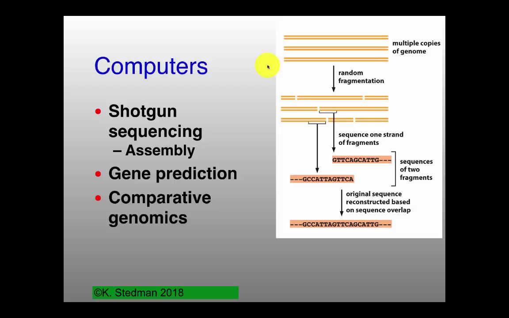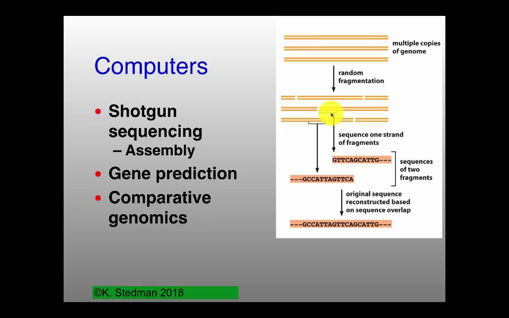So the way that this happens is you get lots and lots of DNAs, and all these DNAs are made in a random fashion. And then you sequence all of these, you get 400 base approximately pieces of each of these pieces of DNA. And then in the computer, you look for areas where these sequences actually overlap with each other.